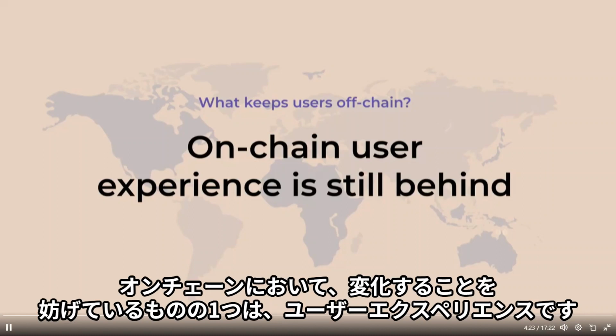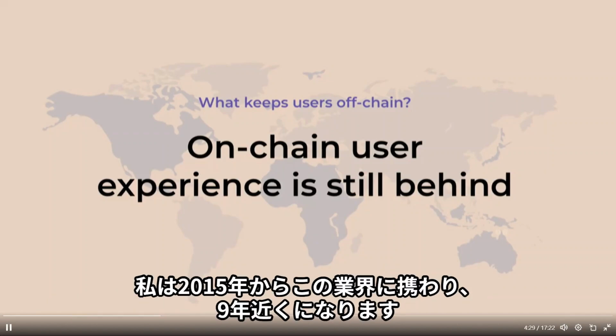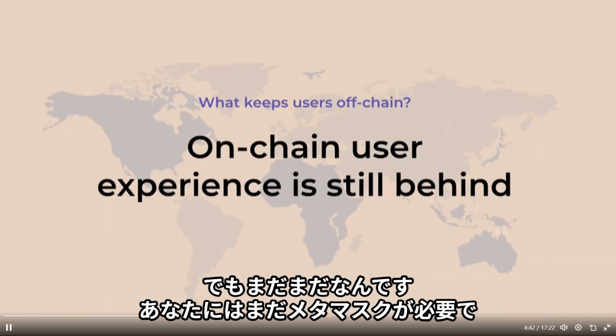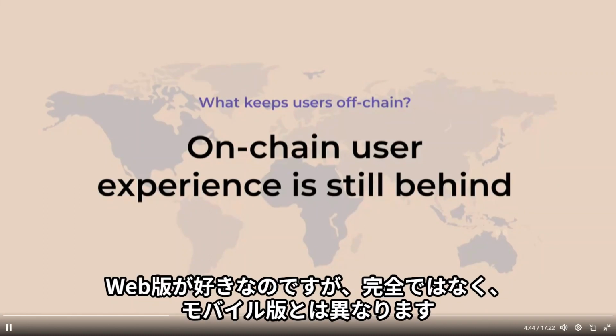So what's preventing everything from being on-chain? One thing is user experience. User experience is still lagging behind. Again, I've been in this industry since 2015. That's almost 9 years now. Everybody's talking about how next year they're going to figure out the whole UI/UX thing and it's going to be amazing. Still bad. You still need your MetaMask. You open it. It's still mostly web-based and not mobile-based. Oh, it's getting better.